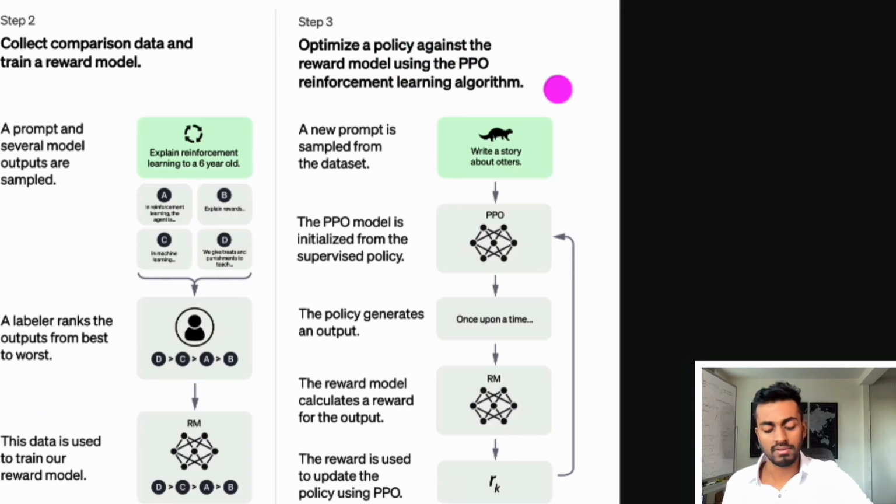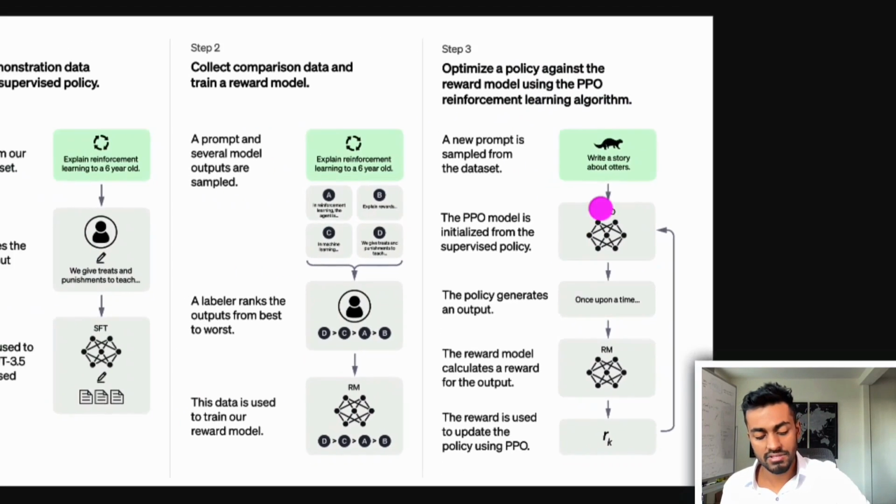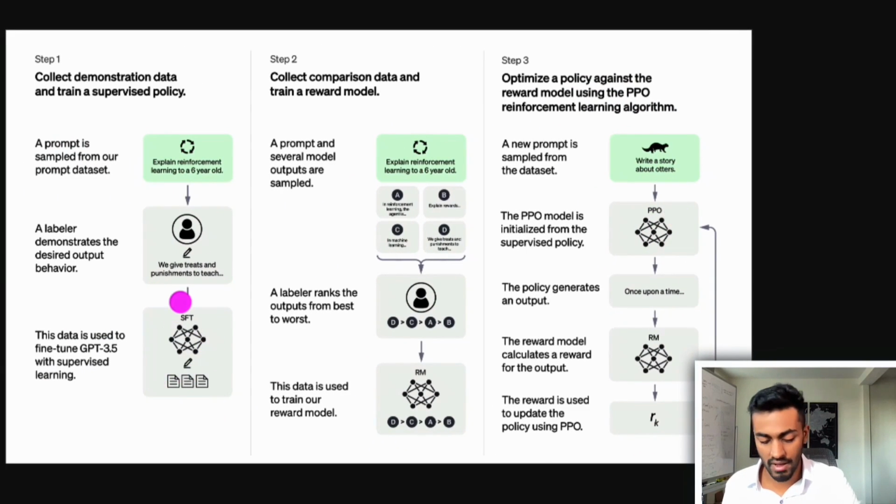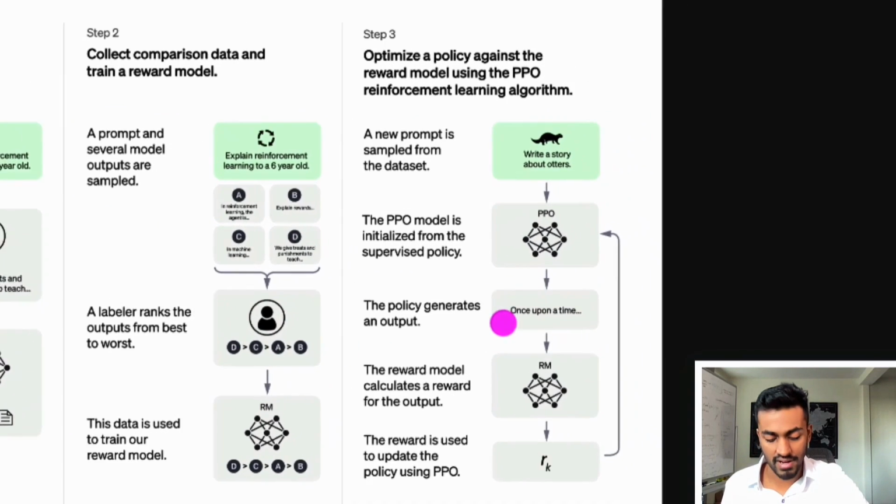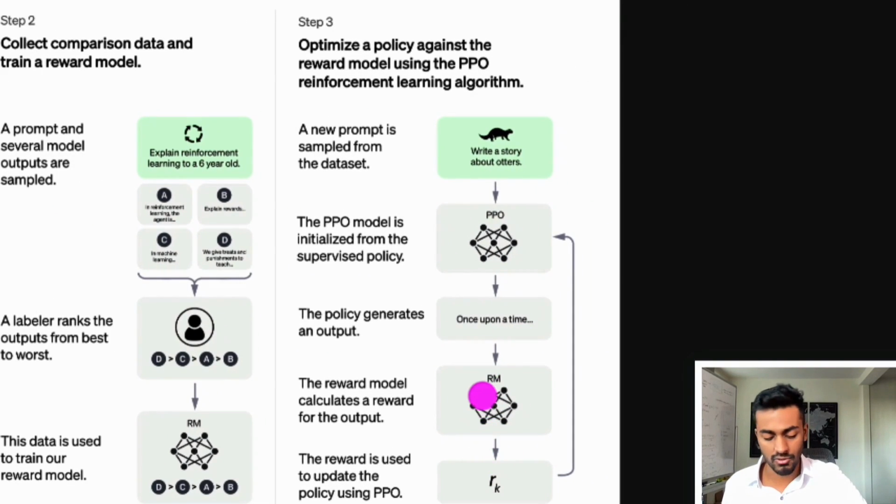And now in step 3, we'll take an unseen prompt, pass it through a copy of the supervised fine-tuned model, and then we are going to generate a response. And this response is passed through the rewards model to get some rank that quantifies how good this response was. And now this rank is going to be used to further fine-tune our fine-tuned model. The way that it's done is that this rank is going to be used in the loss function of this model to backpropagate some updates to the parameters.